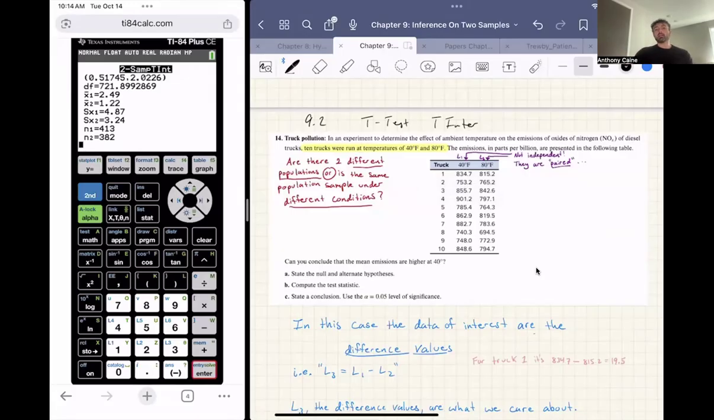Okay, textbook problem. We're looking at 10 different trucks, and we run them at an ambient temperature of 40 degrees Fahrenheit versus 80 degrees Fahrenheit. And we're measuring their emissions, and we're collecting parts per billion.